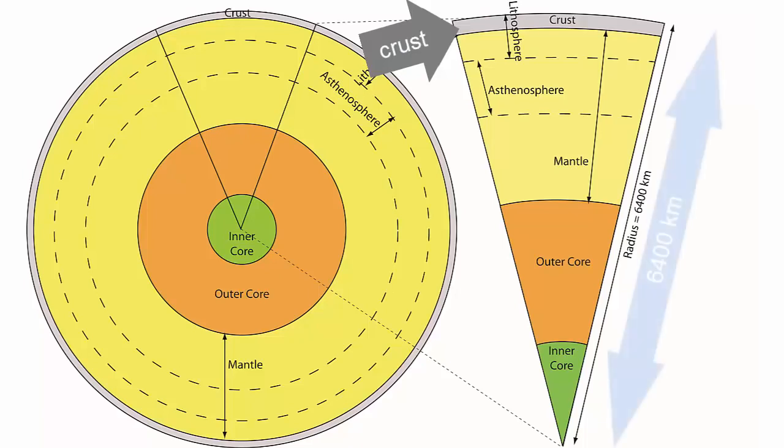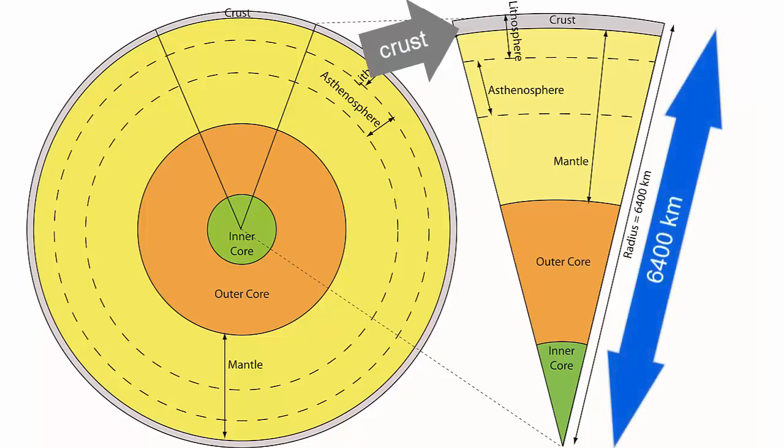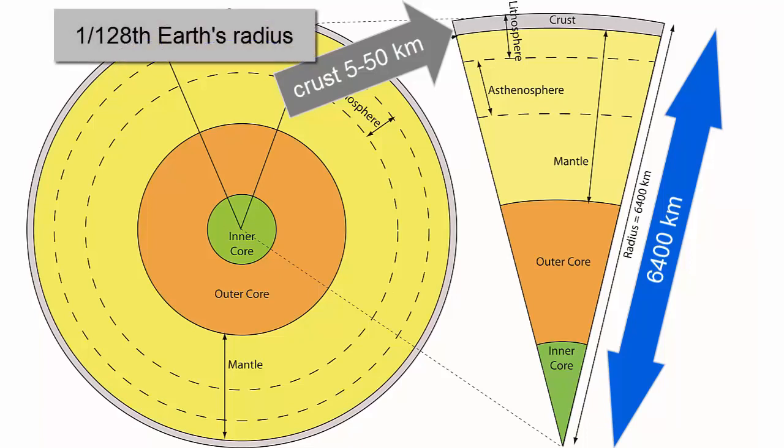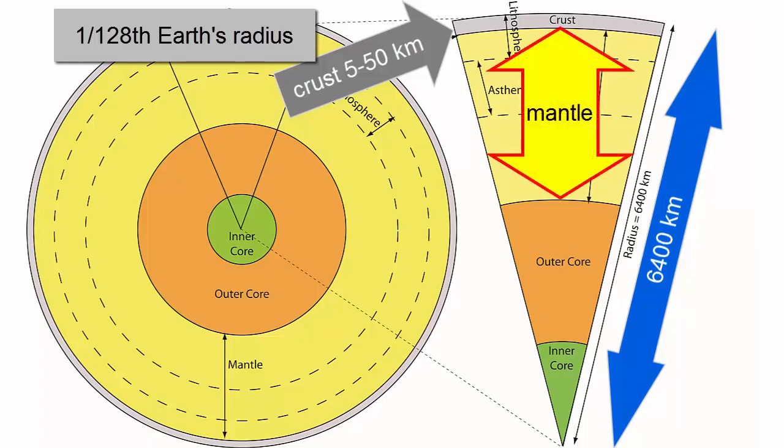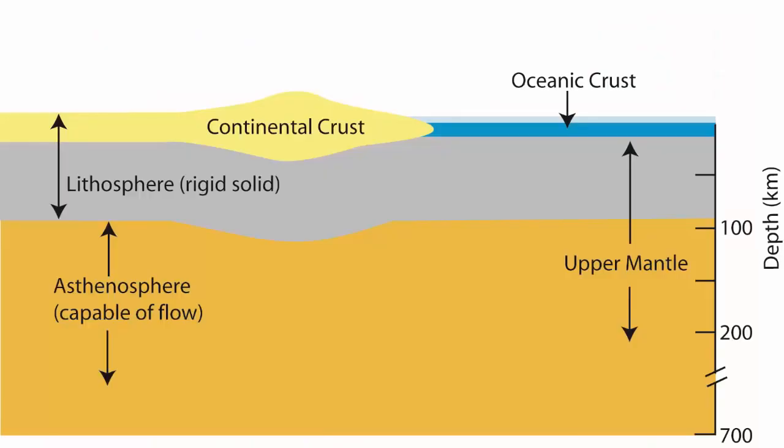The Earth has a radius of about 6,400 kilometers. The crust is at most 50 kilometers thick, at most 1/128th of the radius of the Earth. The rest of the Earth, most of it in fact, is mantle. Let's look more closely at the crust.